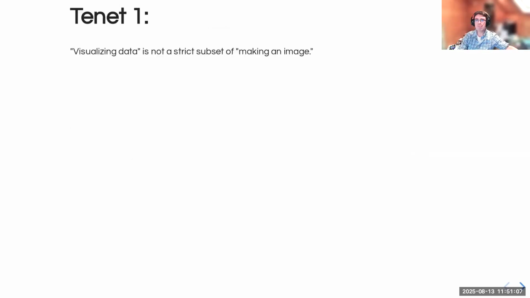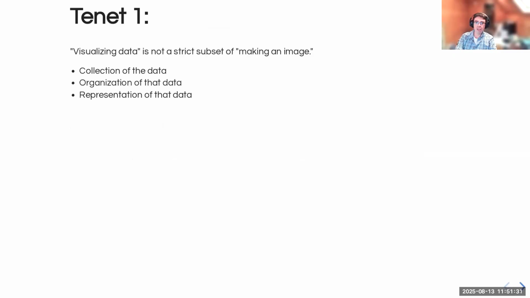And so I'm going to wrap up by sharing a couple of tenets of visualization and data storytelling. The first one that I want to share is that visualizing data is not a strict subset of making an image. Visualizing data includes the collection of the data and the way that you collect it, the organization of the data, and the representation of the data as well. This tenet is meant to indicate that if you think about visualizing data as just putting pixels on a page, that is a reductive approach that removes from your consideration the fact that you have to think carefully about the collection, organization, and representation of the data.